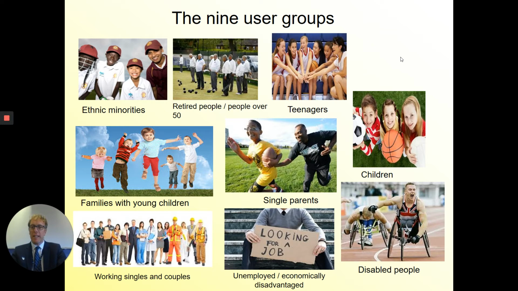So we should have then ethnic minorities, retired people or people at the age of sort of 50 or 60, teenagers, children, and sometimes in an exam they will link the two together. We've got families with children, single parents, disabled people, the unemployed, and working singles or couples. So these are those 9 different user groups, and it's important that we know these and can link these to certain situations and certain sports.